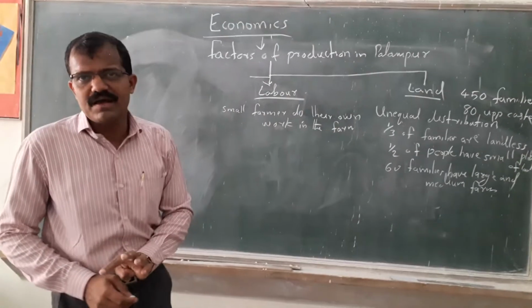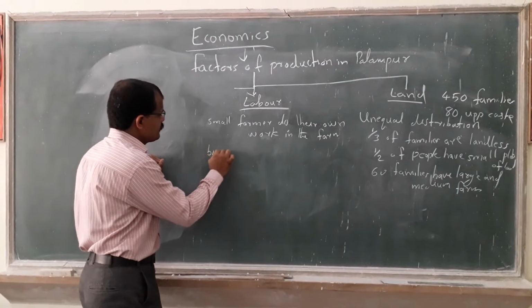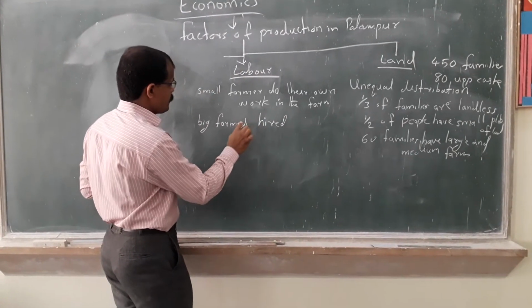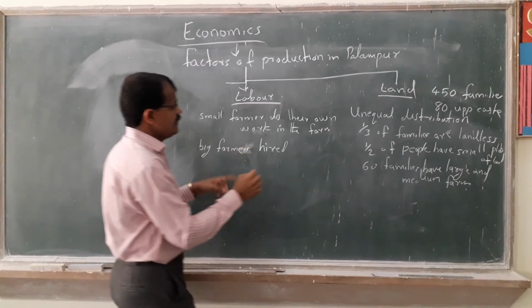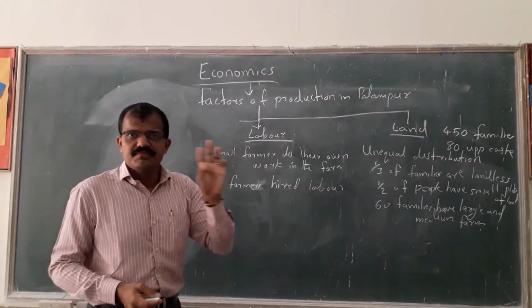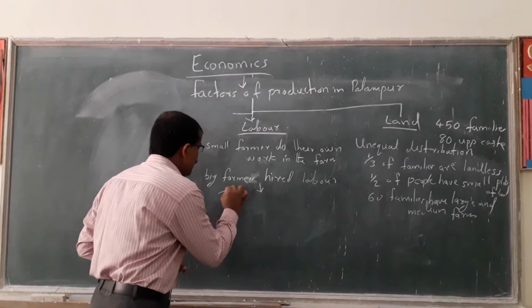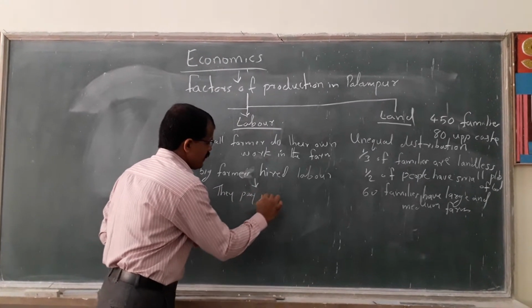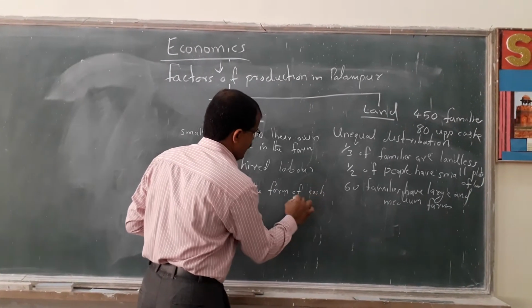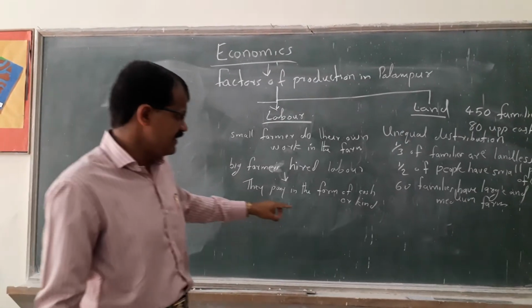The big farmers are there, like the nearly 80 families. Big farmers hire labor. These big farmers hire the labor and they pay in the form of cash or kind. Cash or kind means they are paying in the form of grains or other things.